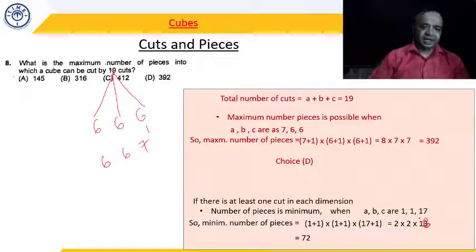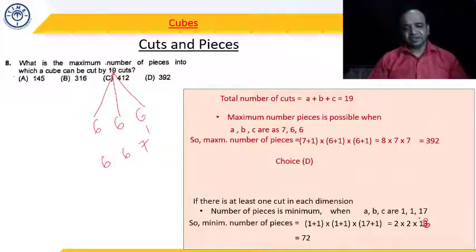That is, in this case, we had the number of cuts constant, and the number of pieces minimum and maximum were to be discussed. Now, suppose we have the number of pieces constant. Then the number of cuts is to be minimized and the number of cuts is to be maximized. Since the process is reverse, the conclusion is also reverse.